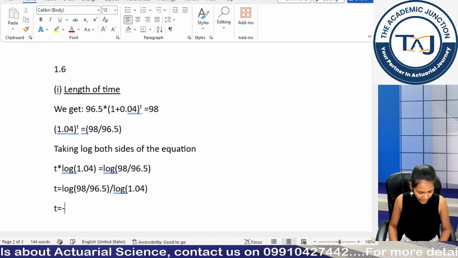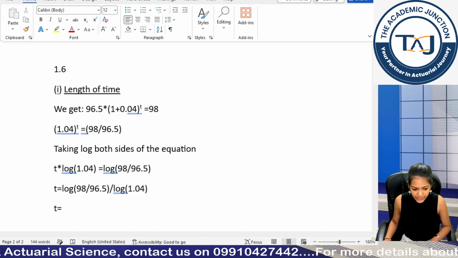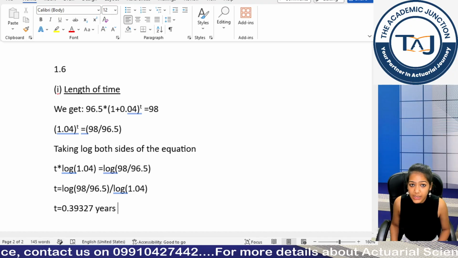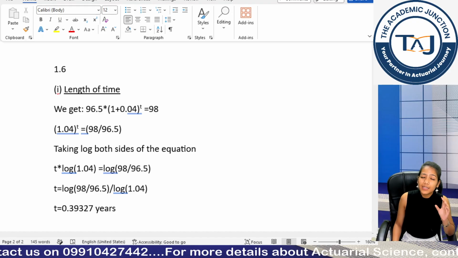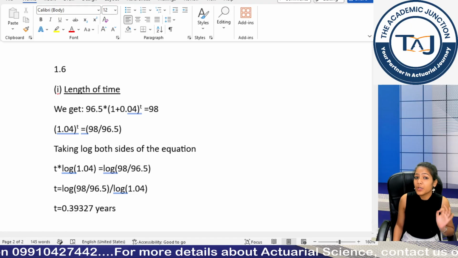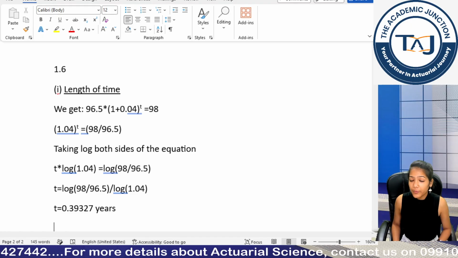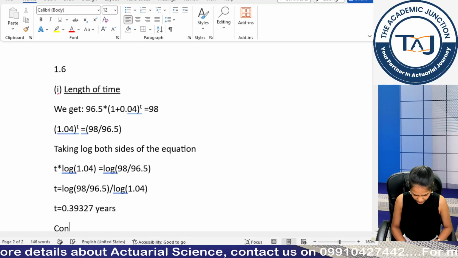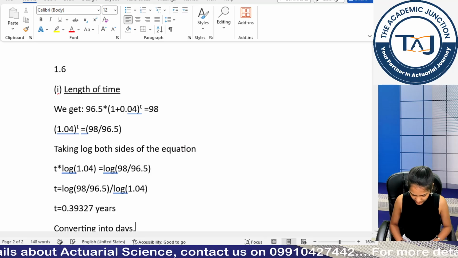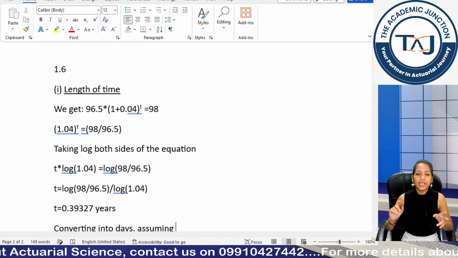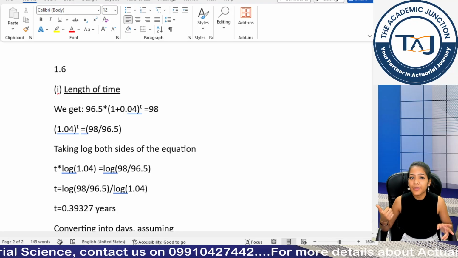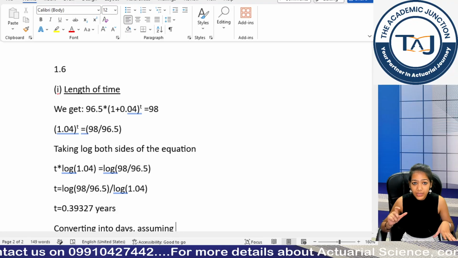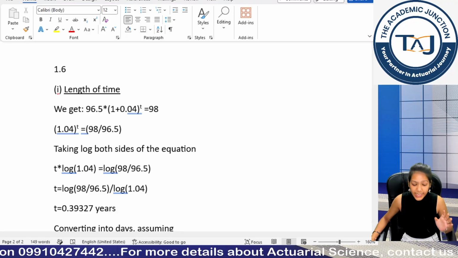Now you can put this whole value in the calculator and you can get the answer as 0.39327. Now since this is in years, we would also write the units. Please note that the units also carry half or 0.25 marks. Now we want to convert it into days. So we multiply, converting into days. There are two assumptions: either we take 365 in a whole year or we take 365.25. Whatever assumption you take, you have to note it in your script, and then you can continue with either, unless it is given in the question.